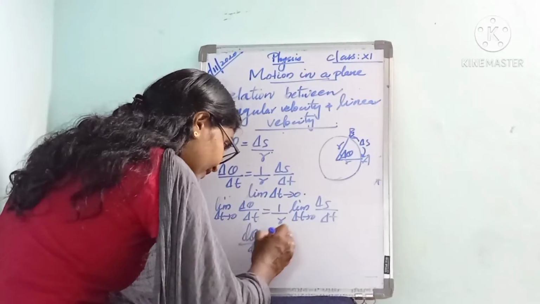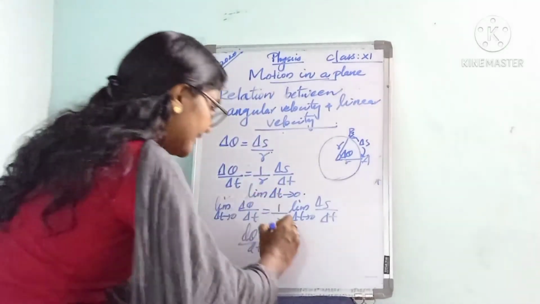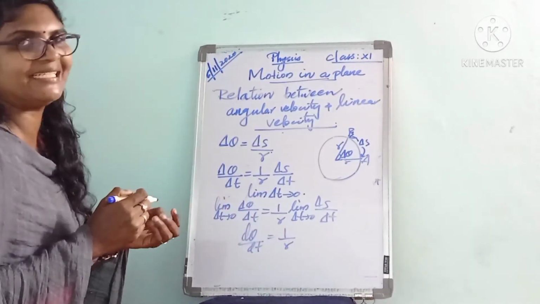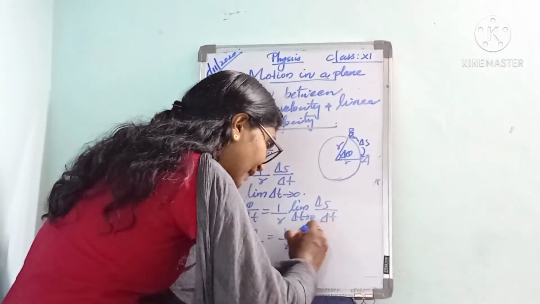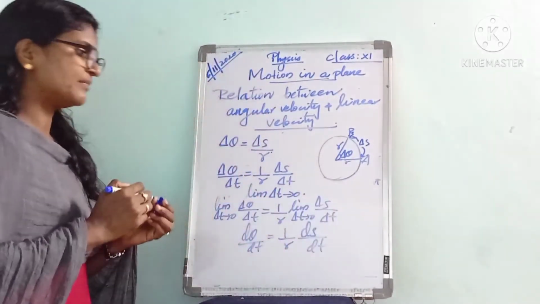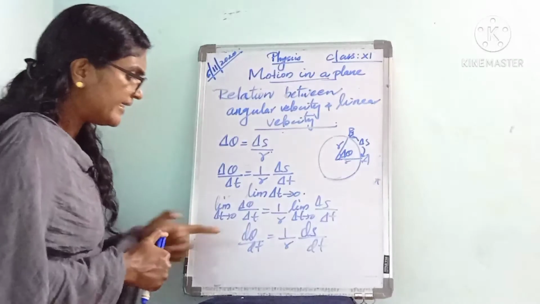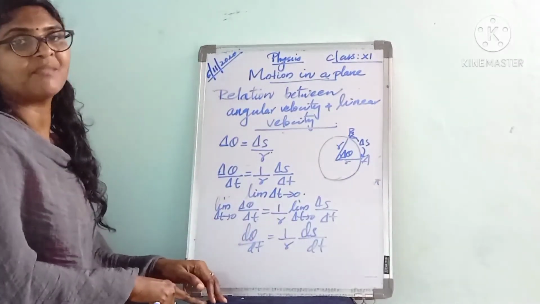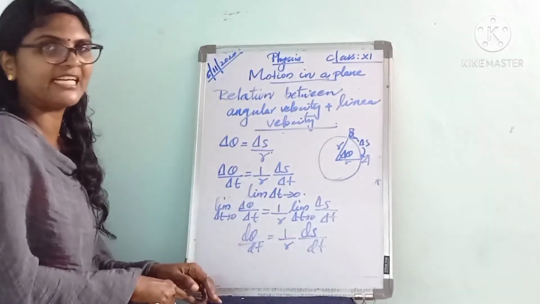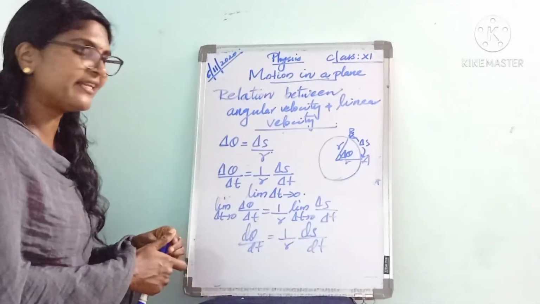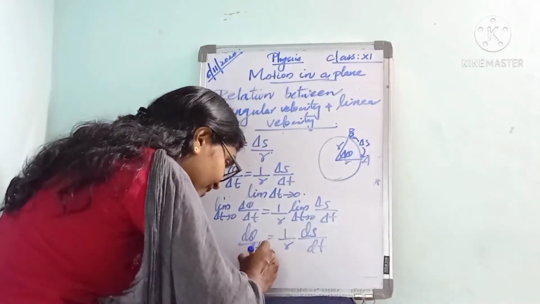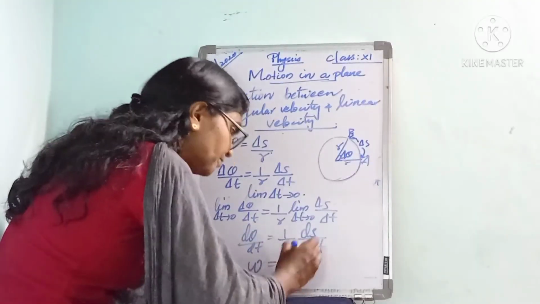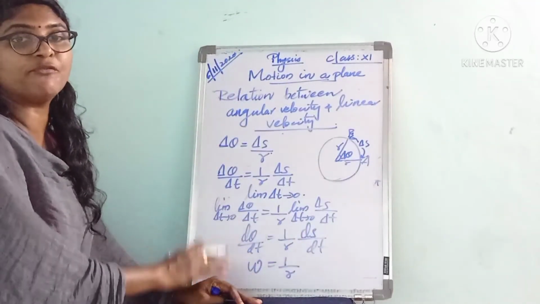When the time interval approaches 0, delta theta by delta t takes the form d theta by dt. That thing we already learned. And here 1 by r, when limit delta t tends to 0, delta S by delta t takes the form ds by dt. Here d theta by dt represents the rate of change of angular displacement, which is actually equal to angular velocity omega. Angular velocity omega is 1 by r ds by dt, the rate of change of displacement.